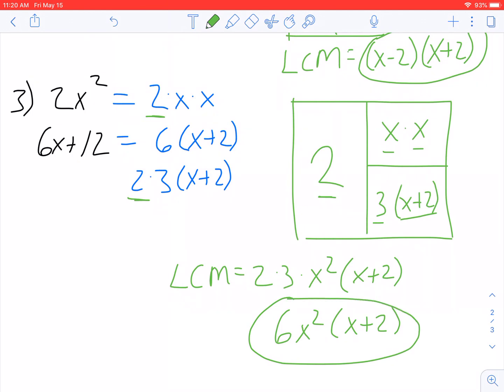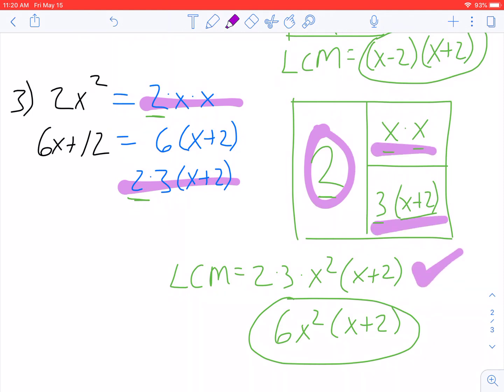So again, in summary, we're first going to start off by factoring each expression. We then identify common factors. Then we list the remaining factors. And from there, we can come up with our LCM.